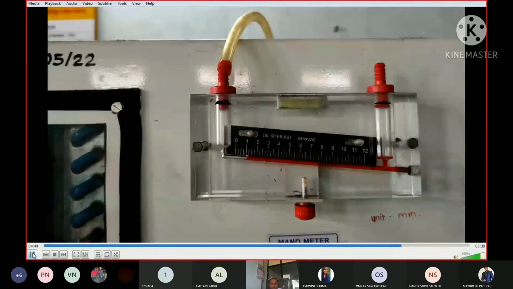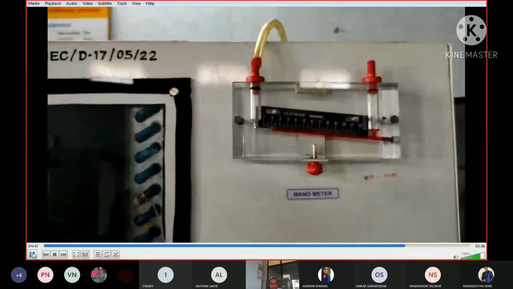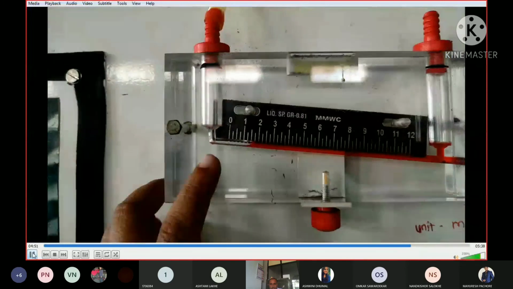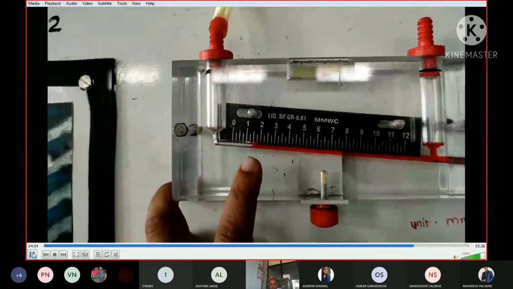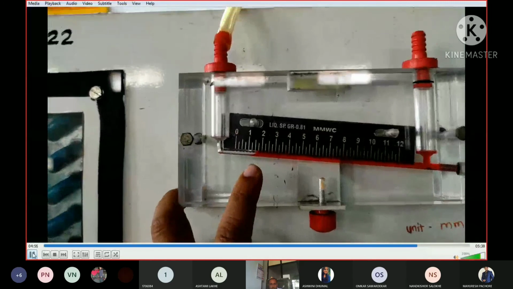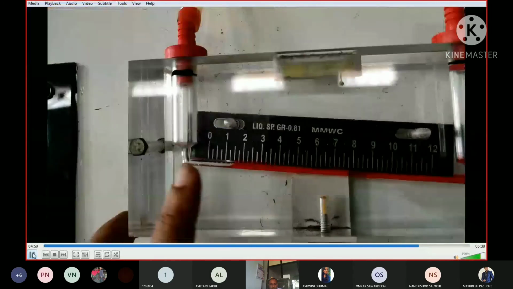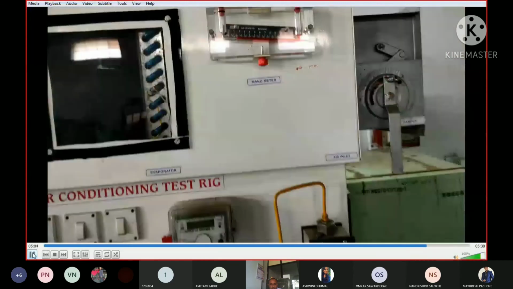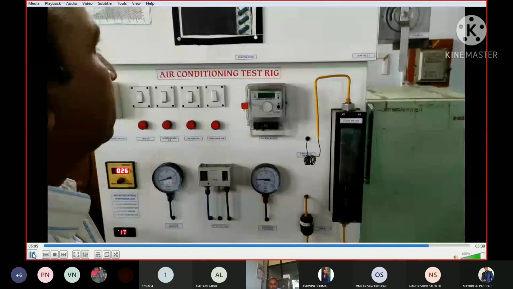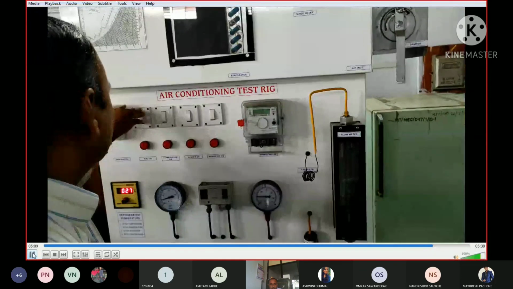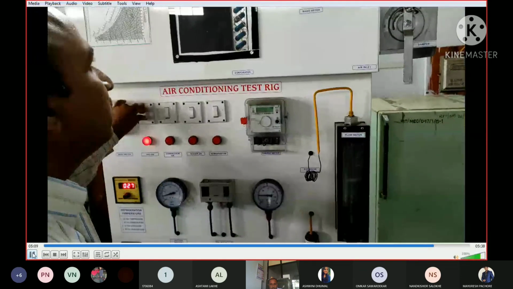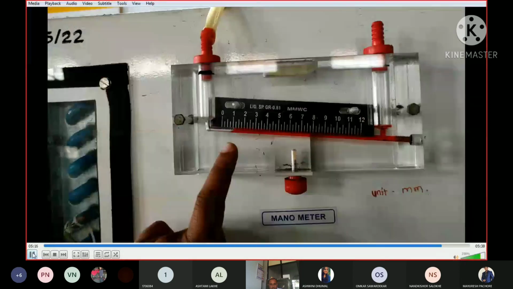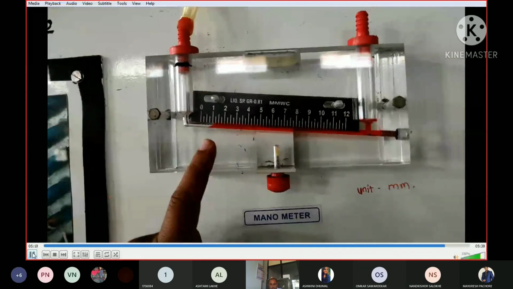Before that, I will turn this off. If we see the manometer here, it is 0 to 2. It is assumed that 2 centimeters is the length from this side. Before turning on, that is the atmospheric condition. When you turn this on, you see that there is a rise in the liquid level of this manometer.